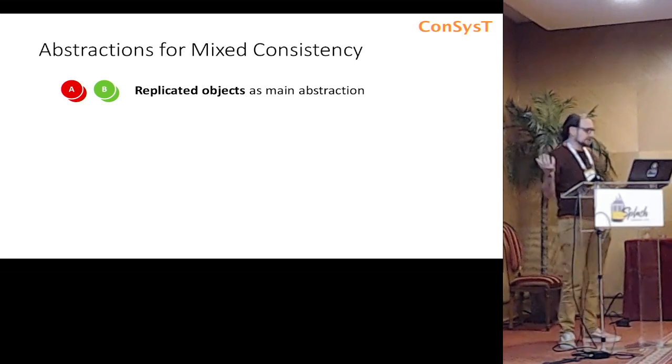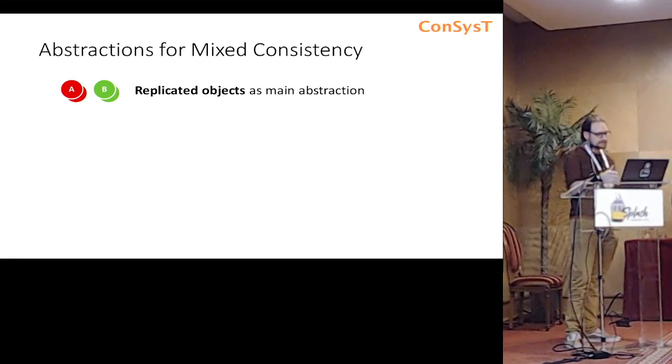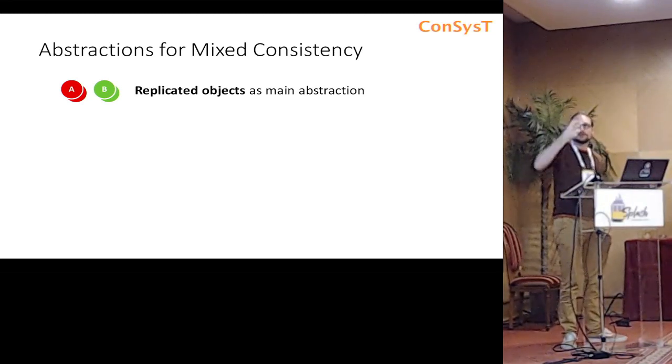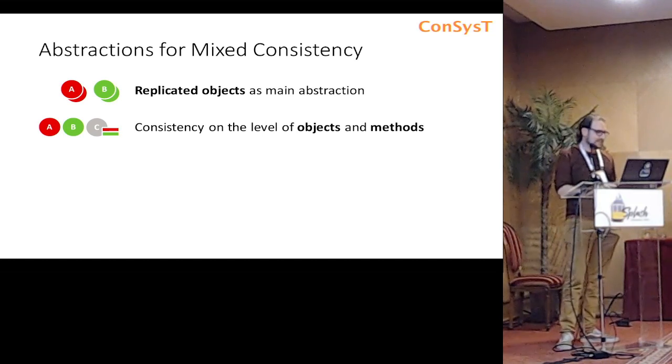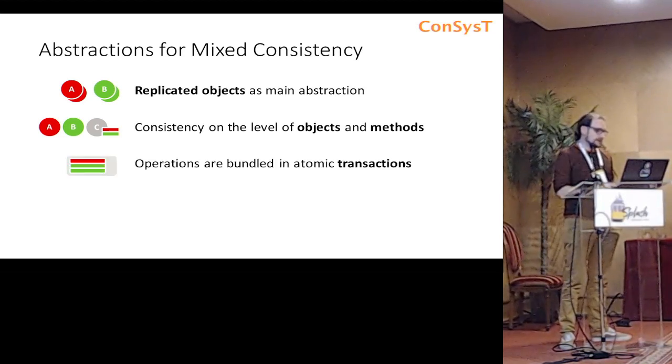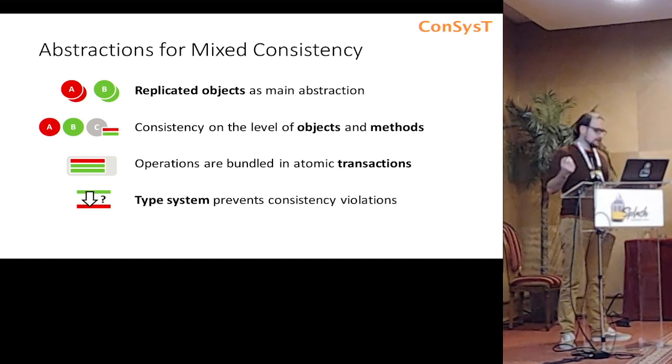Right, so what do we have? We have replicated objects as a main abstraction. Replicated objects are just objects that exist on many devices. You can define a consistency level of these objects and of methods of the object according to what you want to do. You can bundle operations into transactions, which are atomic, and in these transactions, we have a type system that prevents consistency violations.